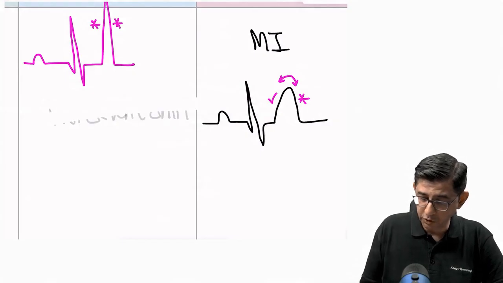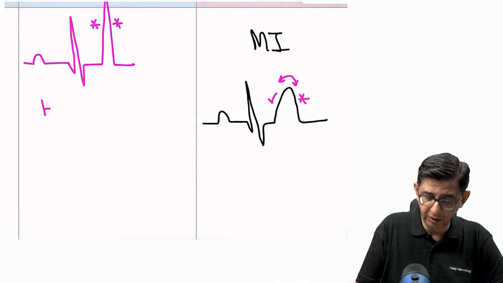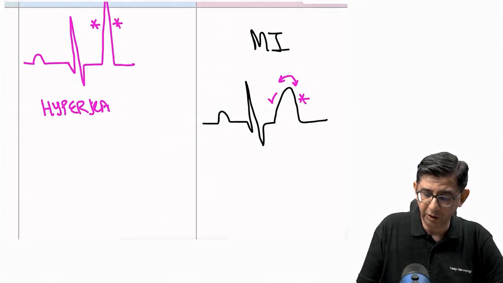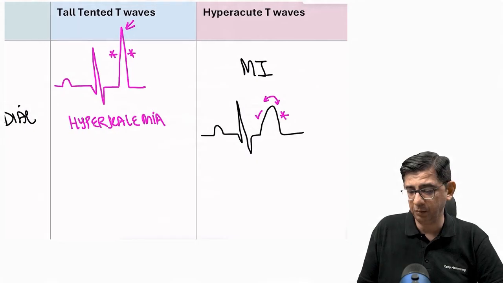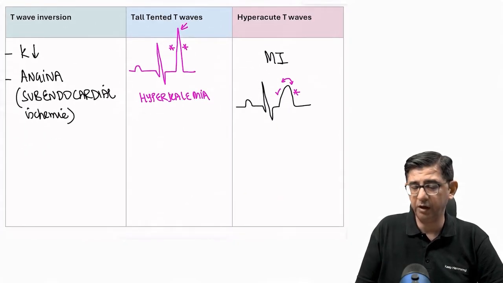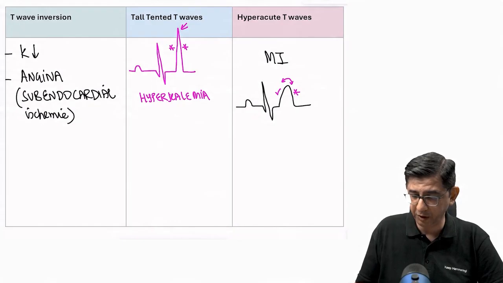Among the three, the most important one, which I've highlighted in a different color, is tall tented T wave, which should not be mixed up with hyperacute T wave. Lots of guys think that they mean the same. No, they don't mean the same. They're totally different. Tall tented T waves are an ECG finding of hyperkalemia.